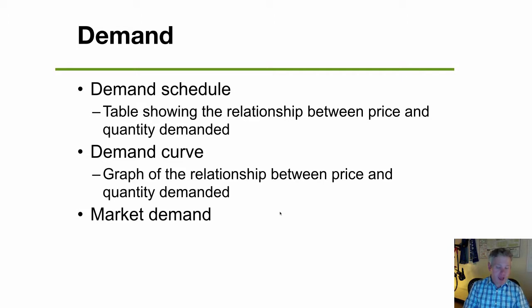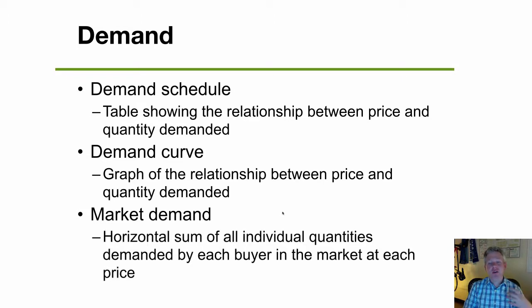And then market demand is just the horizontal sum of all the individual quantities demanded by each buyer in the market at each price. All right. So you can have an individual demand curve. So how many cups of coffee would you demand at $5? How many cups of coffee would you demand at $4? How many cups of coffee would you demand at $3? But then you can also have the market demand, which would be maybe all of SJSU in a day. And the way you get one from the other is when you find out how many each person would want, you just add them all up. All right. I'm going to show you an example here in a minute.